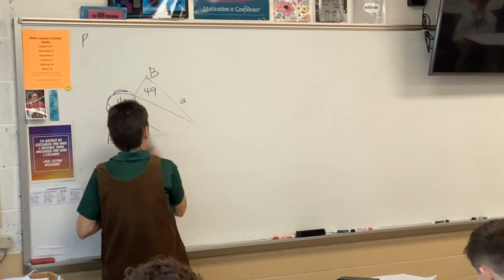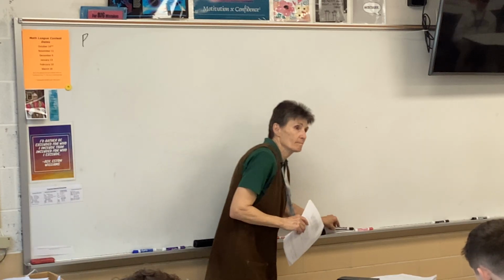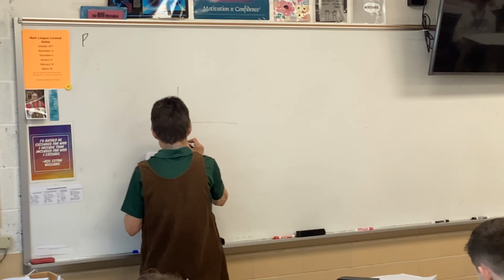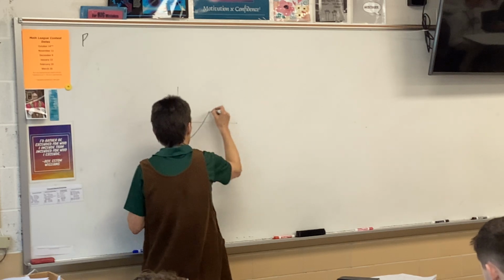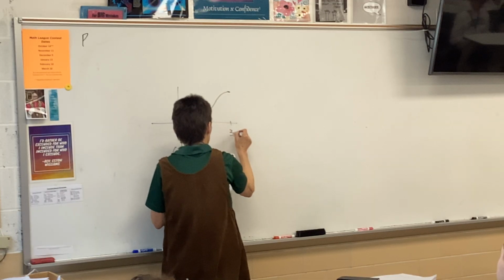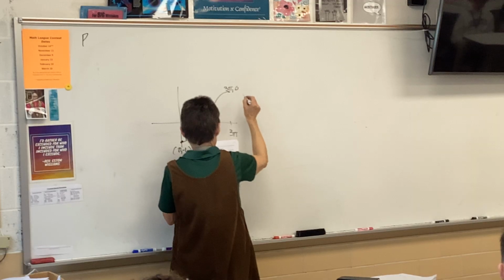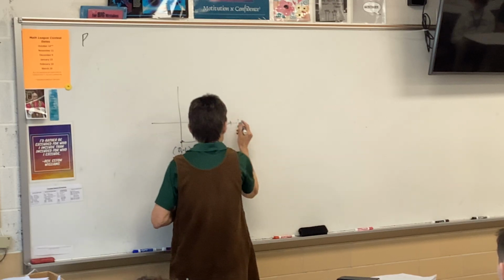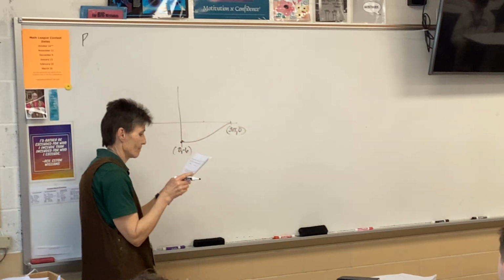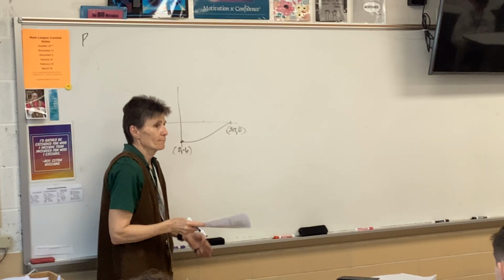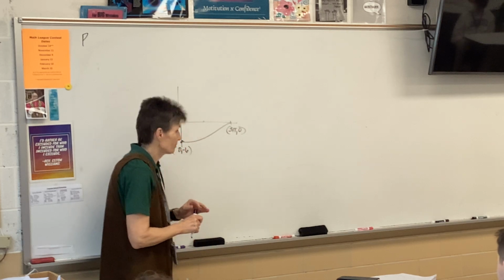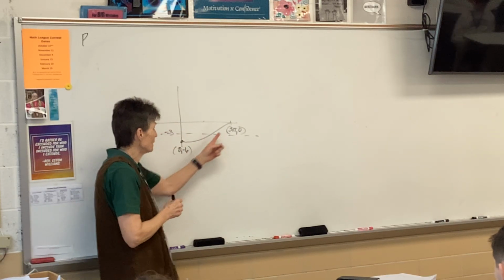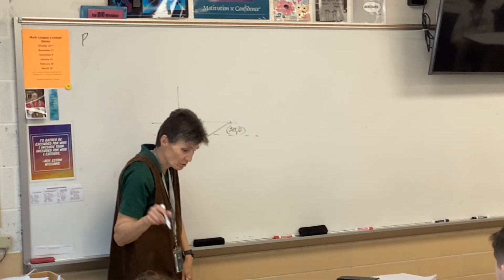What are some thoughts you have? Midline at -3, halfway in between your minimum and your maximum. Okay, so that makes sense. All the equations have a -3.